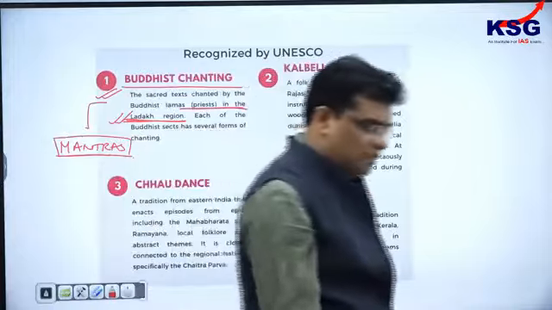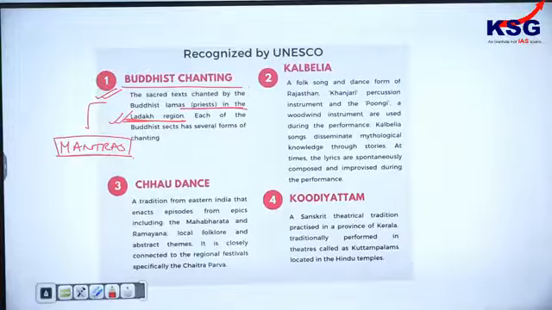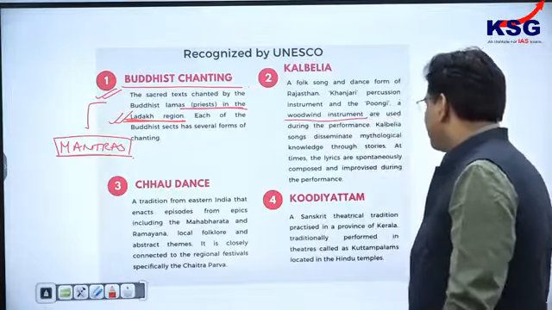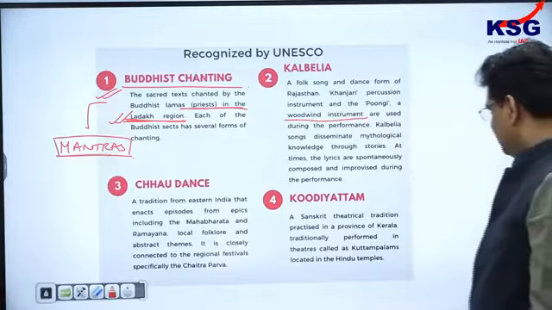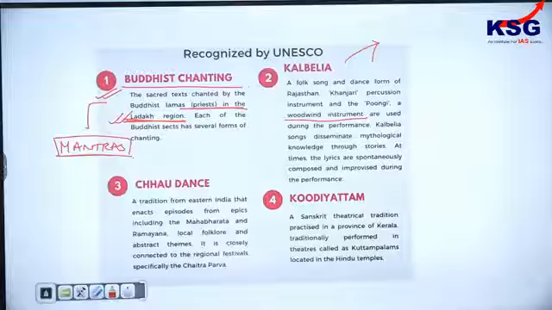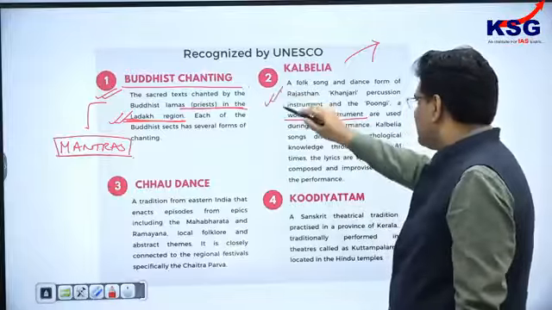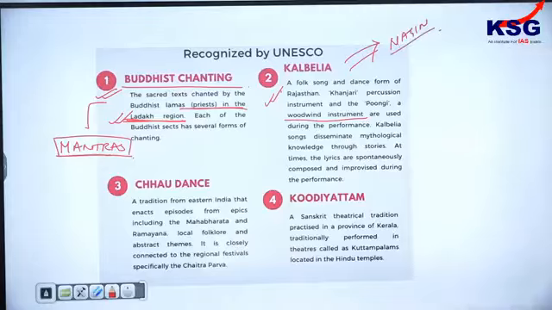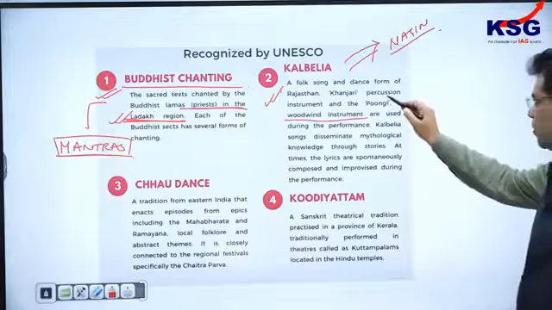Kalbelia dance we will study in the dance form. The dance is very famous, with the woodwind instrument. This is very similar to what you call the Nagin dance. Mostly the Bangladeshi team do it after they win, and when they lose, the other dance. Kalbelia is a very famous community in Rajasthan. The woodwind instrument is called pungi, like a been.